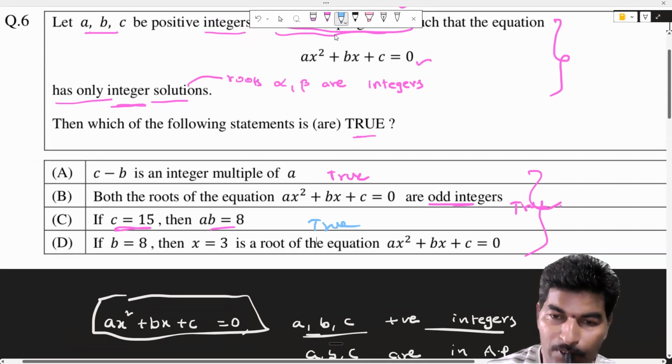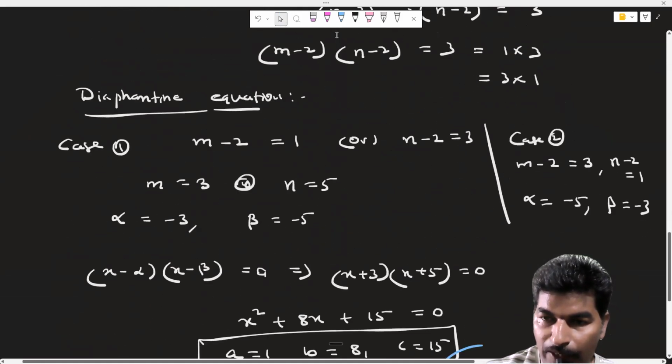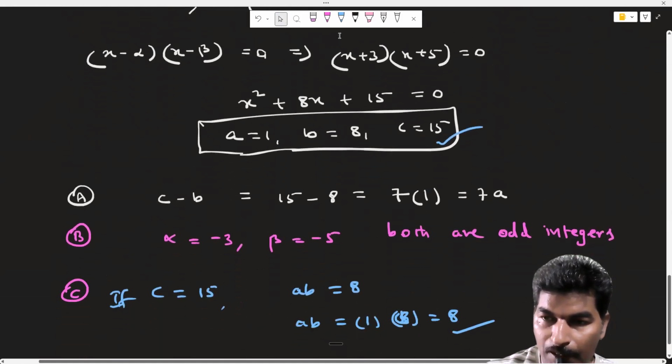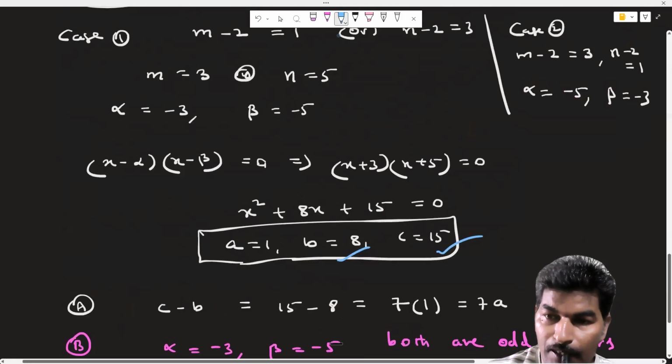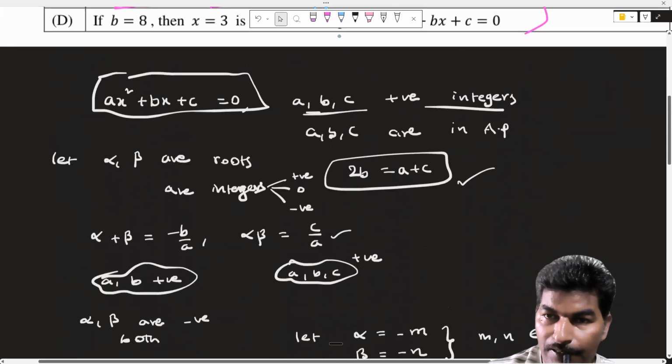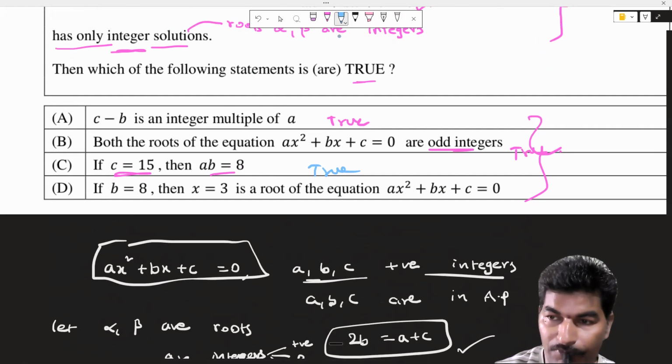And if b is equal to 8, then x is equal to 3 is a root of this equation. Of course, b is equal to 8 here also. And the root, they are saying x is equal to 3. No, x is not 3. x is -3 is a root. We already saw that fact. So it is false. So out of all 4 options, A, B, C are correct, and the last one is false.